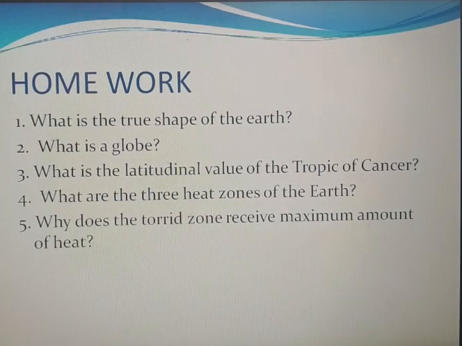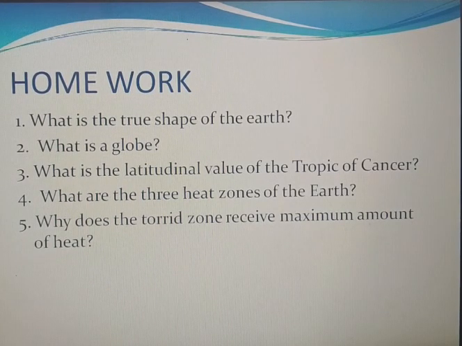So let's do the homework. There are 5 questions from the first part on latitude. The first one is: what is the true shape of the earth? As I said in the beginning of this video also, I have to remind you what the shape of the earth is from chapter number 1. Right now I'm not going to say that word, but you have to look at the beginning part of this video, and if you have a doubt, look at the video of chapter number 1. There they mention what the shape of the earth is.